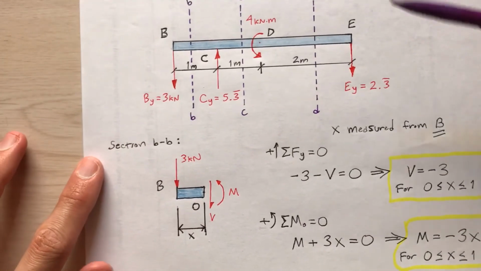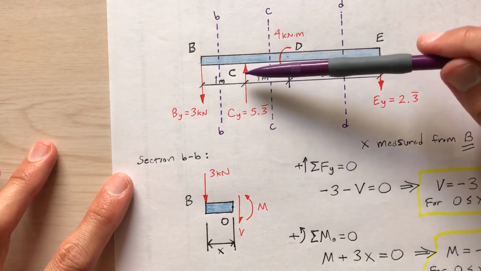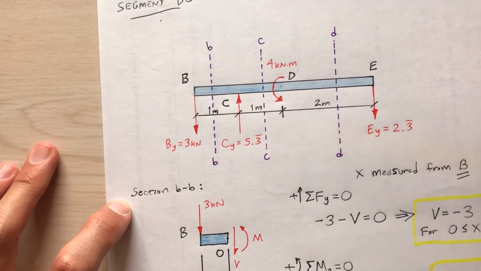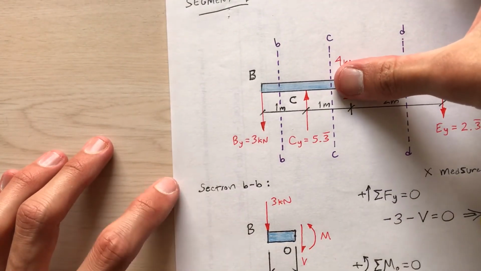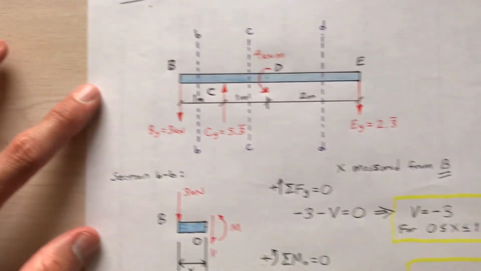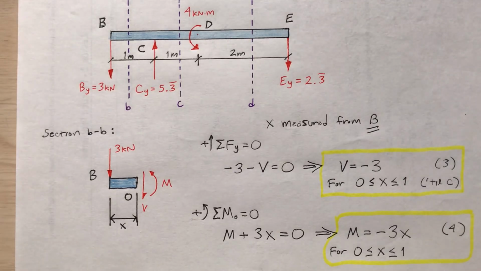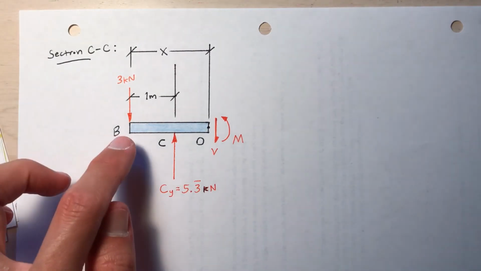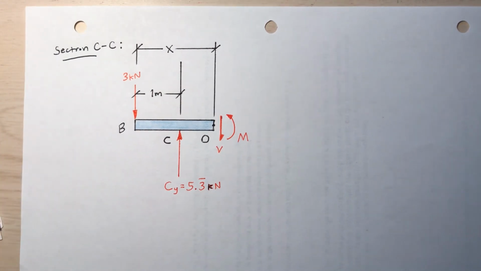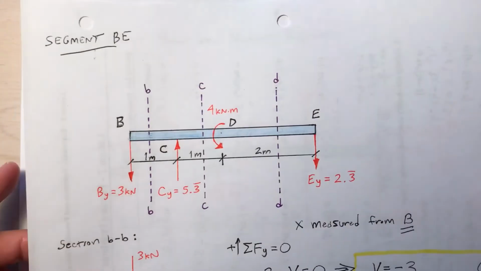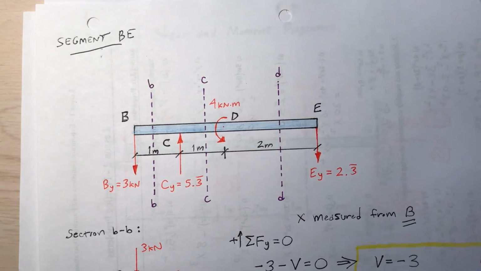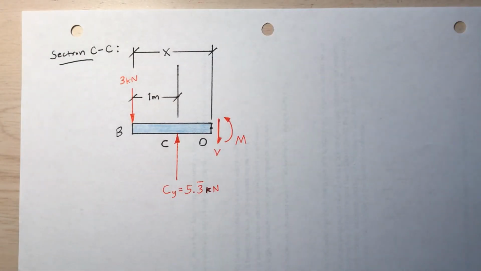Alright, next cut. I've got something new going on at point C. I've got a reaction coming in. So my next analysis will be section CC. I'm going to analyze the part to the left of my thumb. I'm going to pull that part out and analyze it, deriving equations for internal shear and internal moment. X is still measured from point B. I make the cut at CC. Here's the original drawing, so I'm cutting it through here. There's a 1 meter distance between B and C, as you can see here.